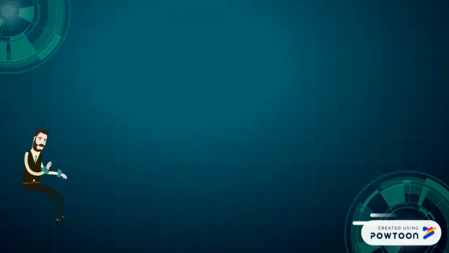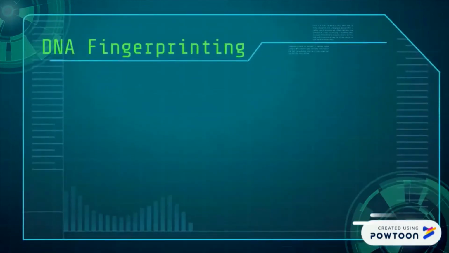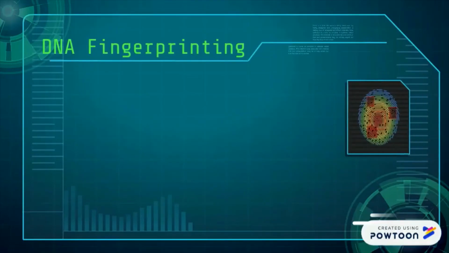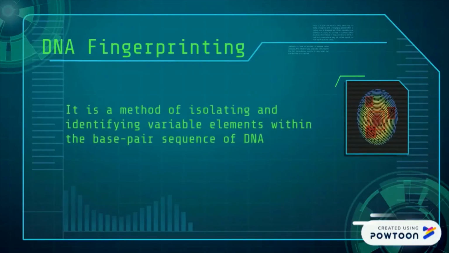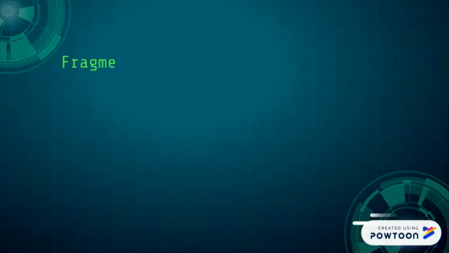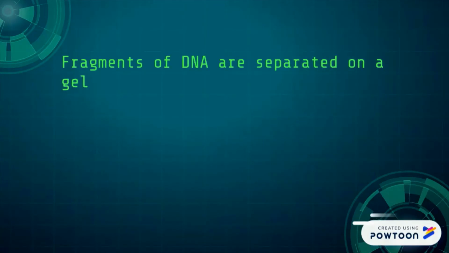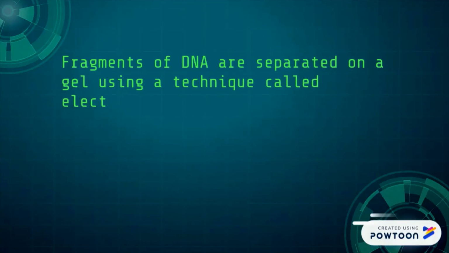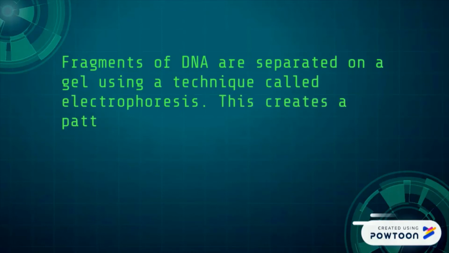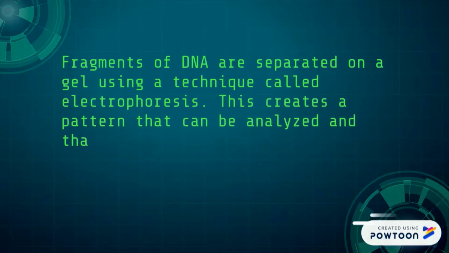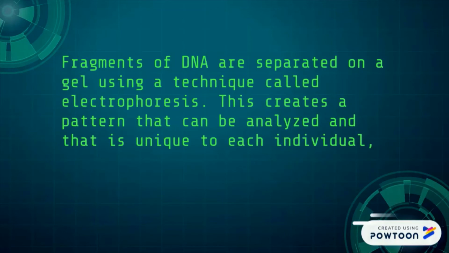DNA fingerprinting, also known as DNA typing, DNA profiling, genetic fingerprinting, genotyping, or identity testing, is a method of isolating and identifying variable elements within the base pair sequence of DNA, or deoxyribonucleic acid. In DNA fingerprinting, fragments of DNA are separated on a gel using a technique called electrophoresis.